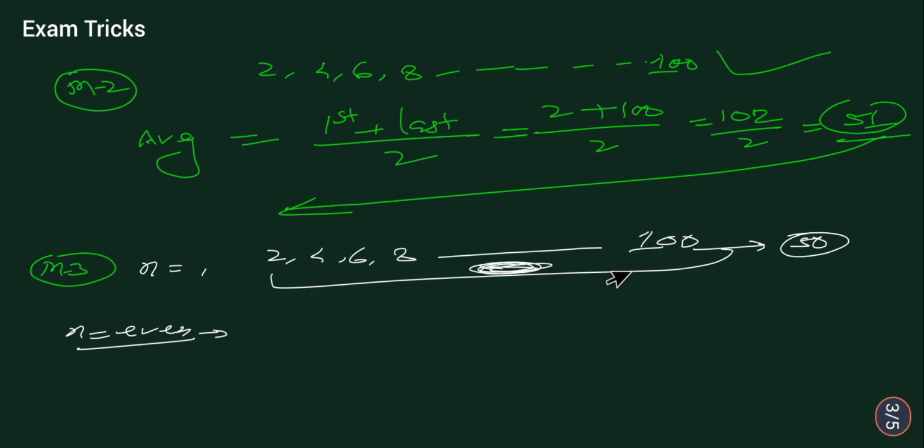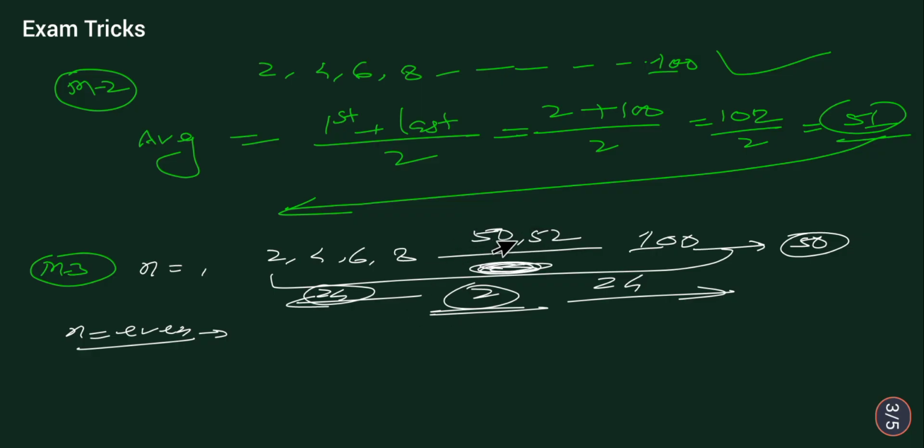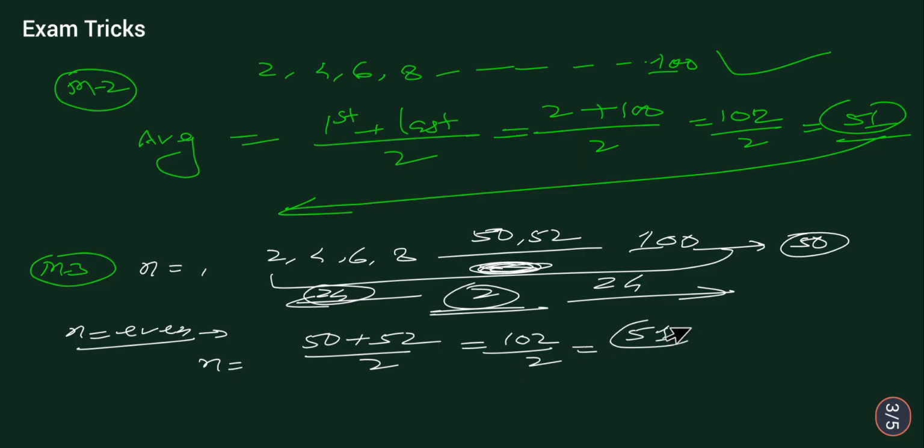Like in this case, 24 terms on the right side, 24 terms on the left side, and 2 terms in the middle. So just take the average of the middle 2 terms, right? Here the middle 2 terms would be 50 and 52. So take the average of the middle 2 terms: 50 plus 52 divided by 2, that is 102 divided by 2, which means 51. This would be the average of the whole series.